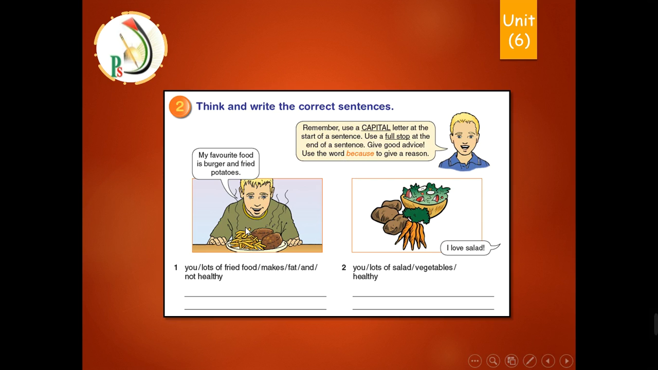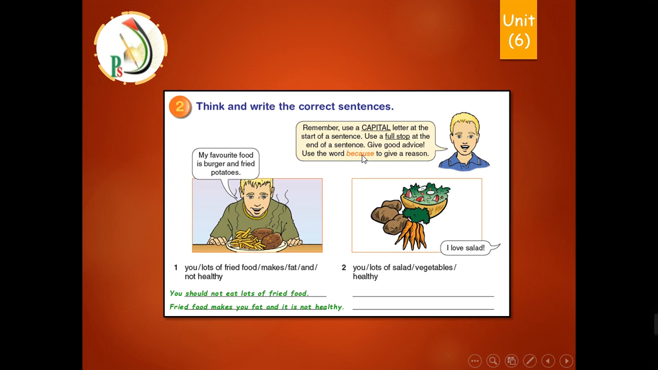Okay, let's see this example, and you have to do this one by yourself. My favorite food is burger and fried potatoes. Ben said, okay, lots of fried food makes fat and not healthy. So you need to make a correct sentence from these words. Okay, let's see. It's an advice, so you shouldn't eat lots of fried food. Fried food makes you fat and it is not healthy.